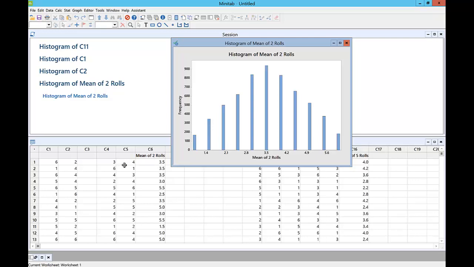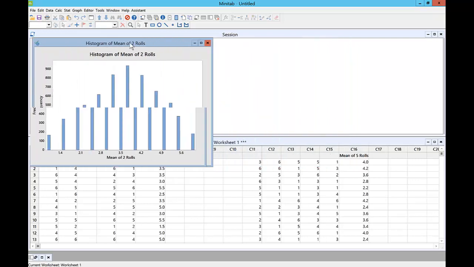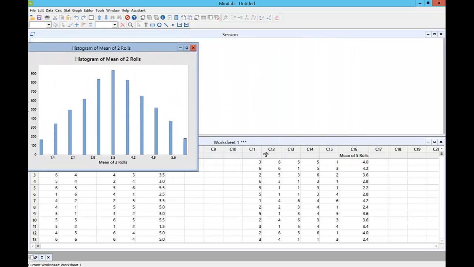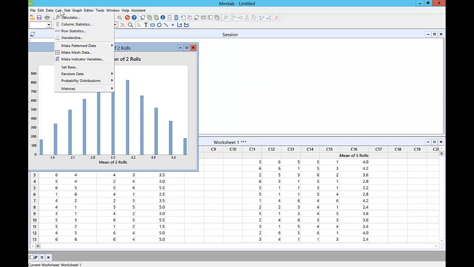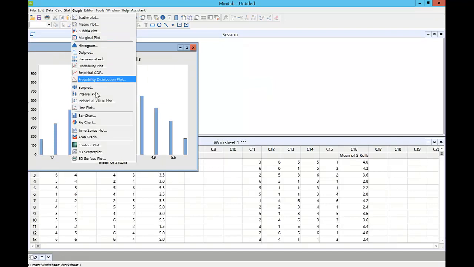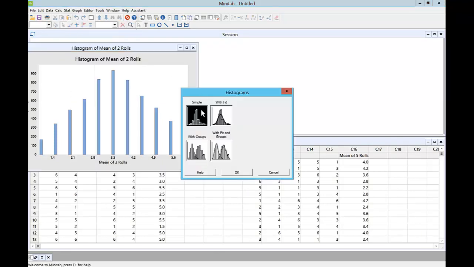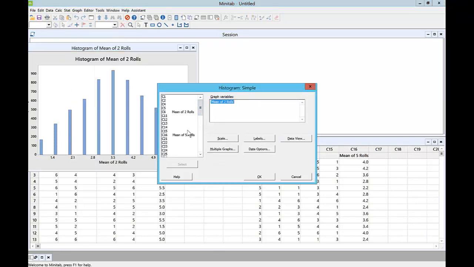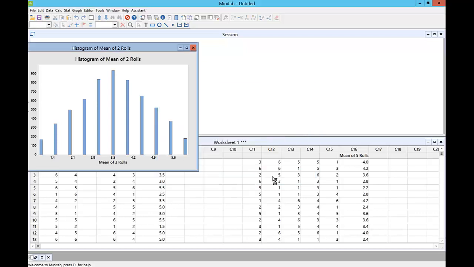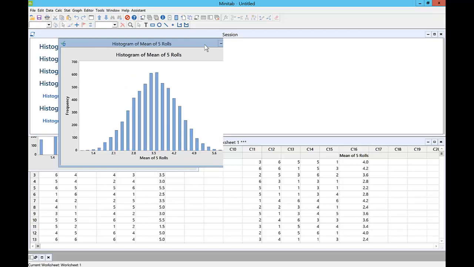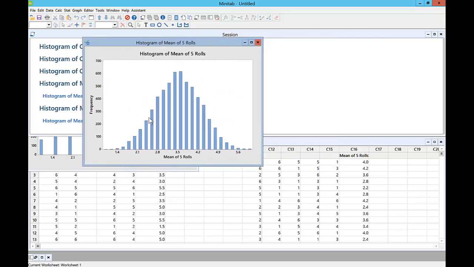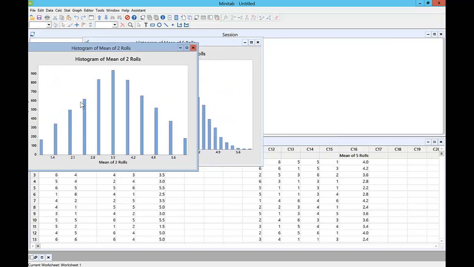So here I've got 2 rolls and you can see over here I've got 5 rolls. So same sort of deal as what we had. I created these earlier. Now I want to look at the histogram for the mean of 5 rolls. So I'm going to go to Graph, Histogram, Simple, and now I want the mean of 5 rolls. Say OK. And you can start to see this is starting to look more like a normal distribution.